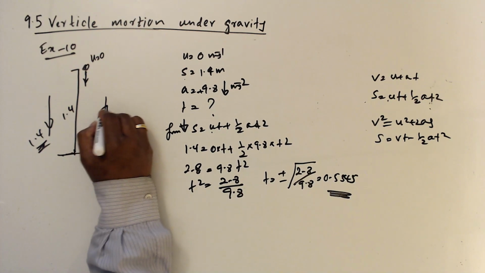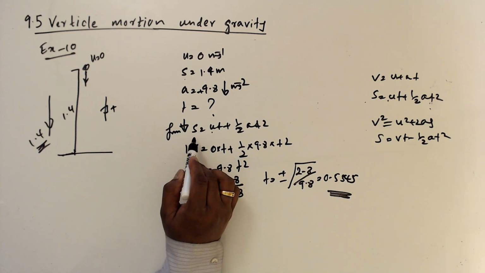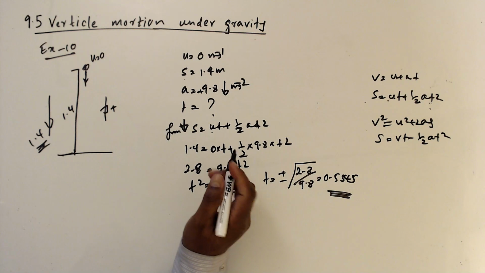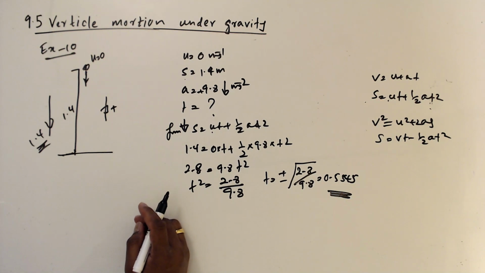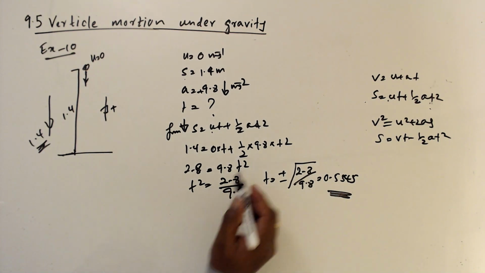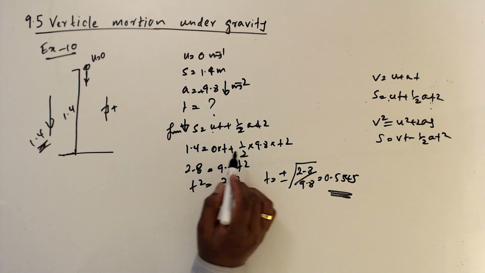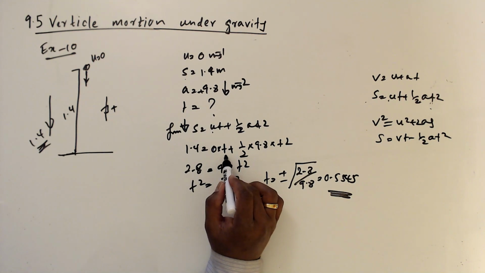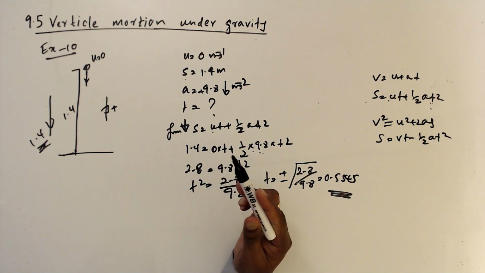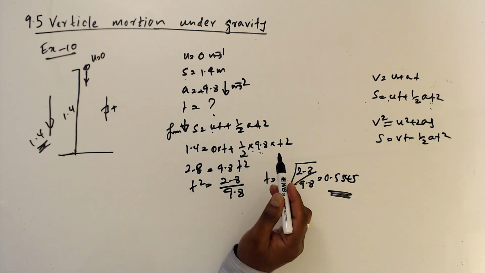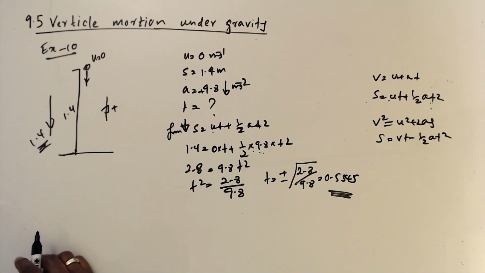If you take the upward direction as positive, what will happen when you apply the equation? We can apply the equation upwards. Then s is negative: minus 1.4 = 0 times t + half times minus 9.8 times t squared, because it is upwards. So minus and minus cancel, and you still get the same answer.